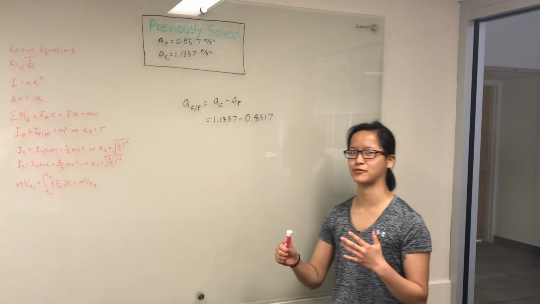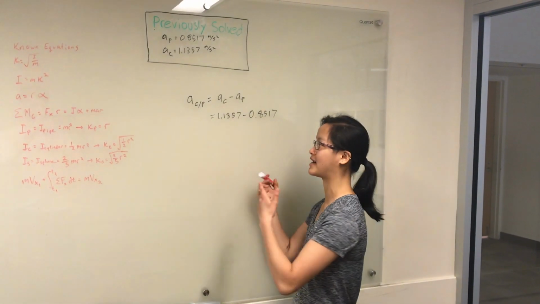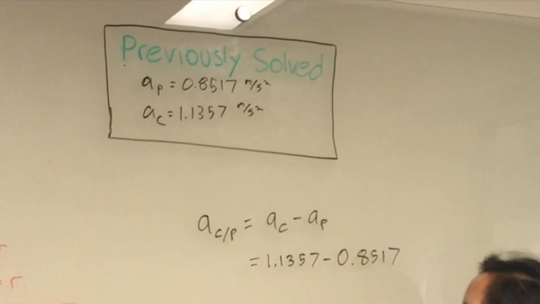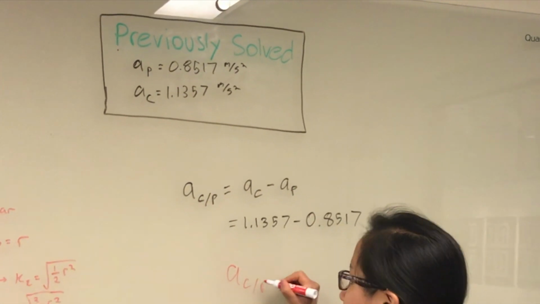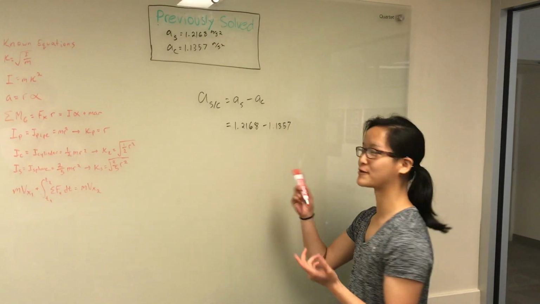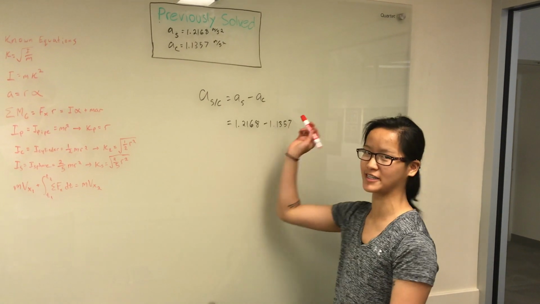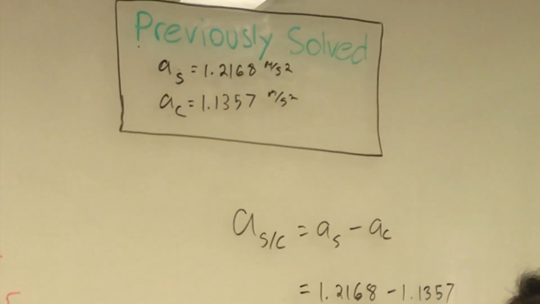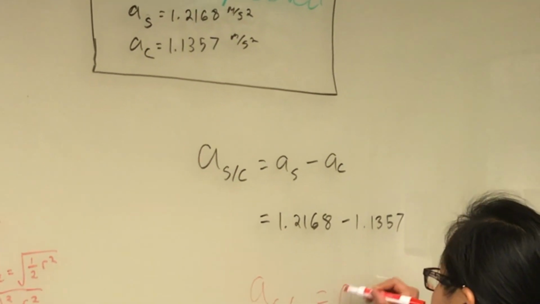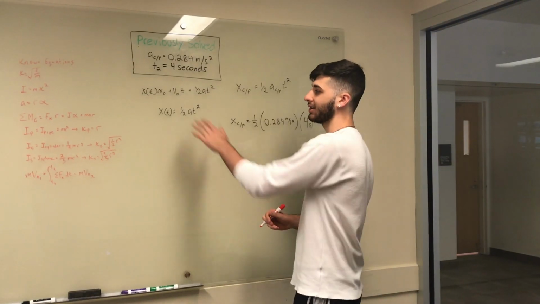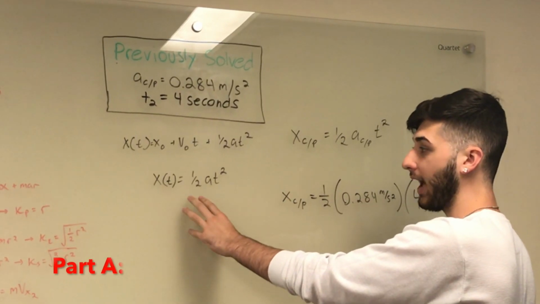1.2168. So now that we have the acceleration for all three objects, we're going to find the acceleration between the cylinder and the pipe by subtracting the pipe's acceleration from the cylinder's. That will give us a final result of 0.284. Okay, so we're going to run through the same process but with the accelerations between the sphere and the cylinder this time. So we will get a final acceleration of 0.0811.